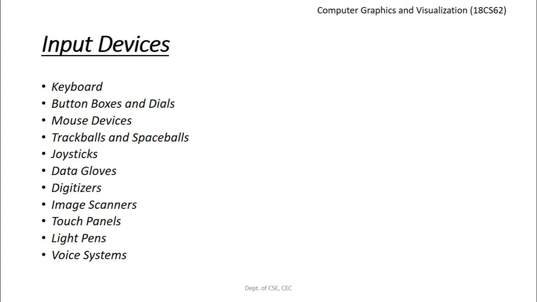The trackball is a device that can be rotated with the fingers or the palm of the hand to produce screen cursor movement. Then for 3D positioning and selection operations in virtual reality environments, we can use something called a spaceball. The next type of input device we have is the joystick.